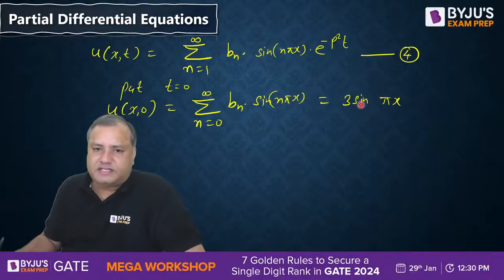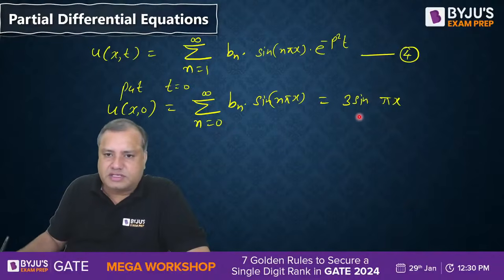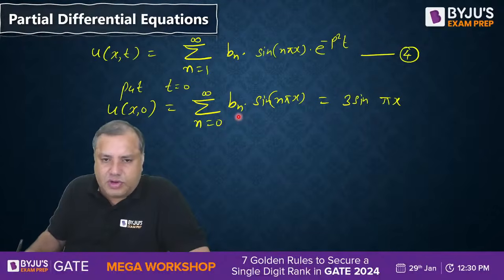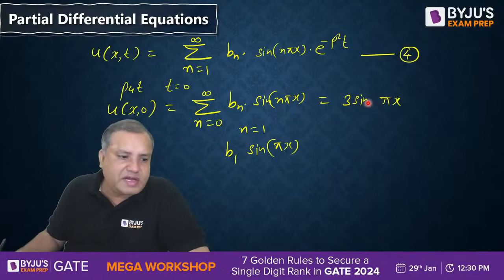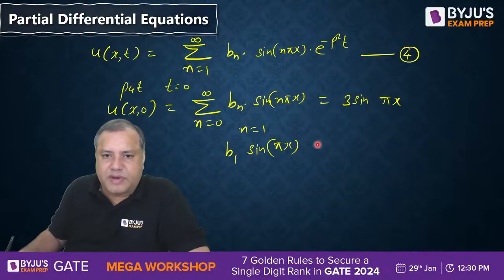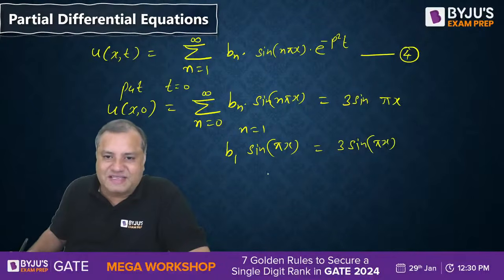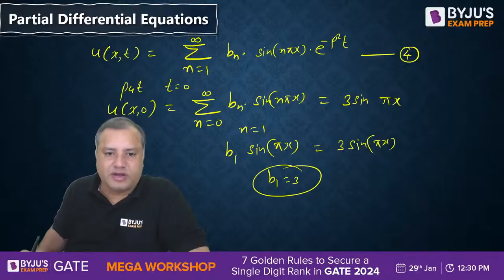On comparing both sides, we can say that this summation will be opened up into a single term only. This right hand side is suggesting us that there is only one term. So only one term means n equal to 1. So b1 sin pi x. Only one term on the right hand side means left hand side is also having only one term. So b1 sin pi x, put n equal to 1. On comparing both sides, you will get b1 equal to 3. Okay. So b1 is 3, n is 1, and this equation 4 is having only one term.